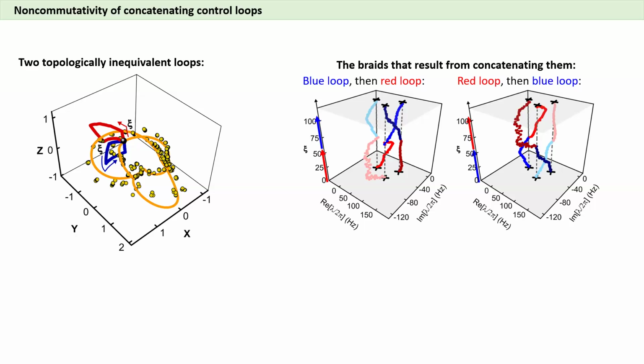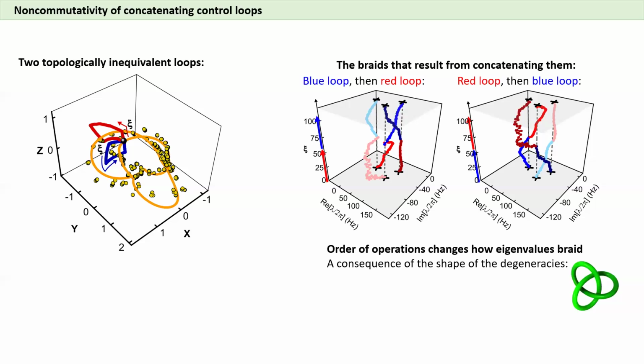And you can see that just by noting that here, the middle eigenvalue, so to speak, ends up as the left one. And here, it ends up as the right one. So this is loop A, and then loop B is very different than loop B and loop A. Okay, so that's really kind of the end of my talk. This is everything I wanted to tell you.